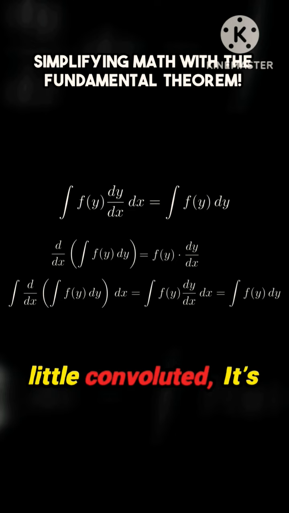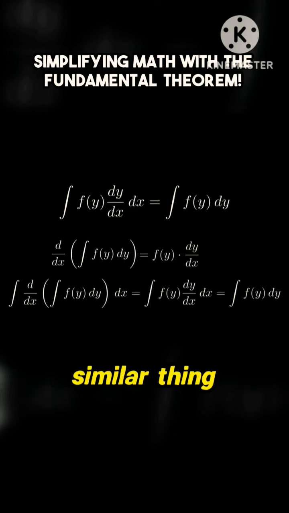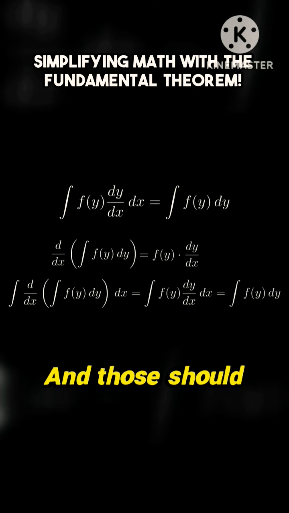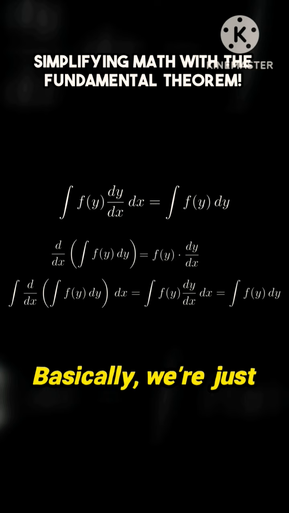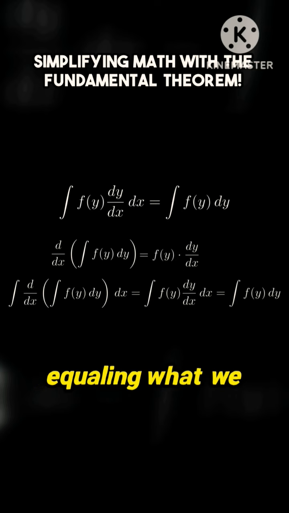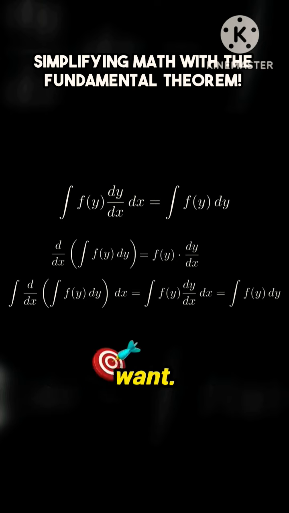And although it's a little convoluted, it's actually a really similar thing happening here. We're basically integrating, with respect to x, the derivative with respect to x, and those should cancel each other out. Basically, we're just ending up with the integral of f of y dy equaling what we want.